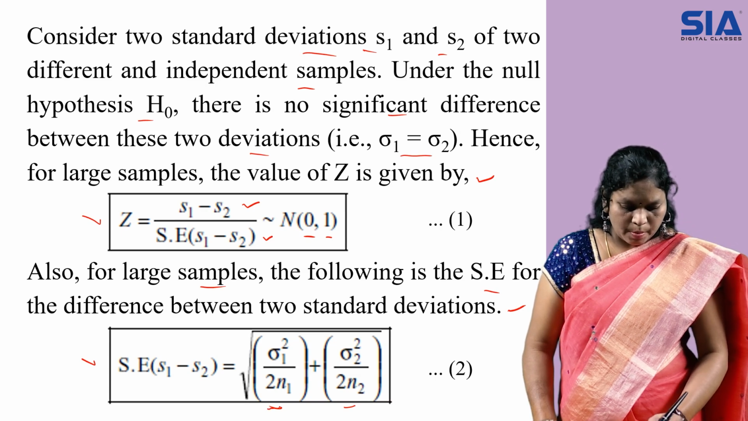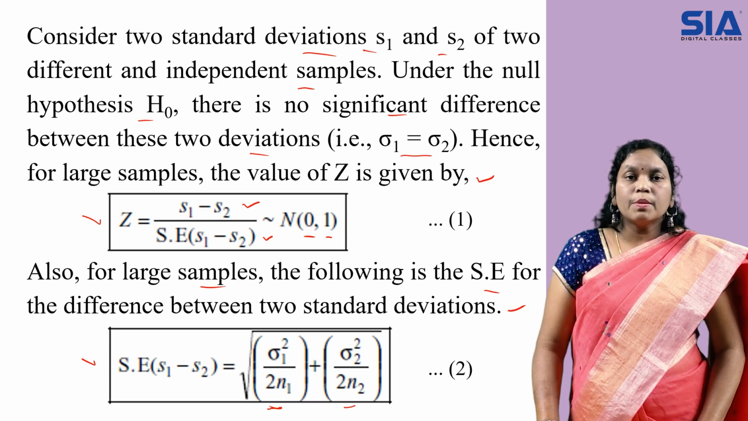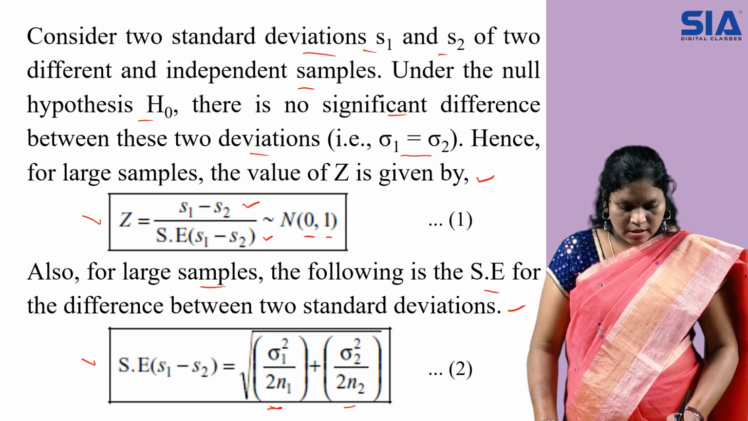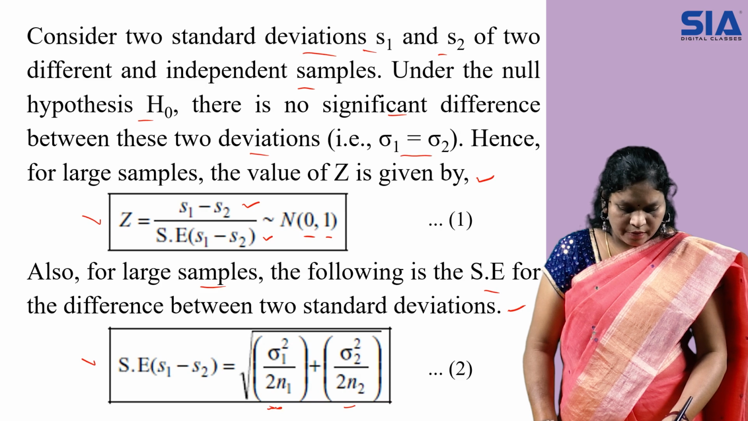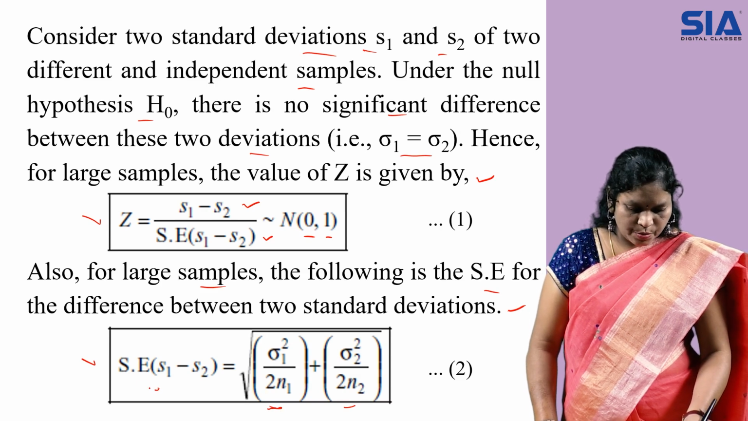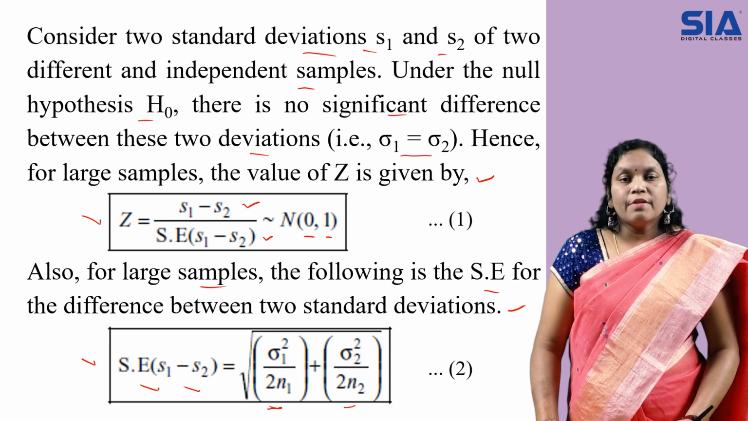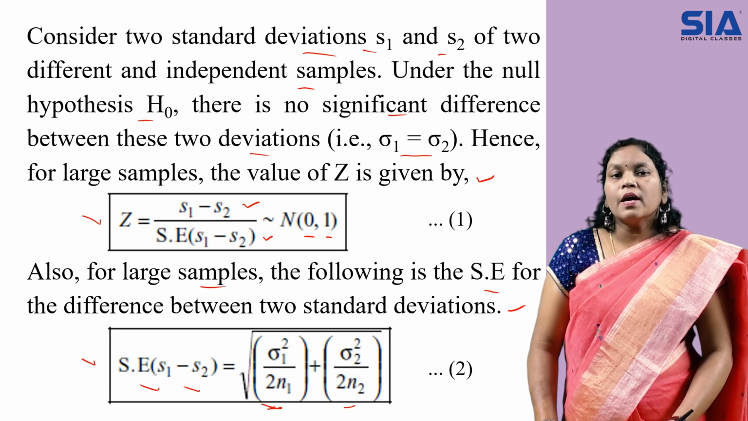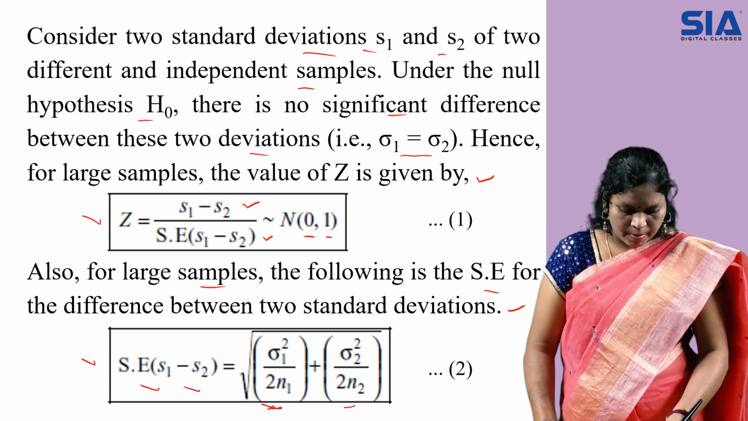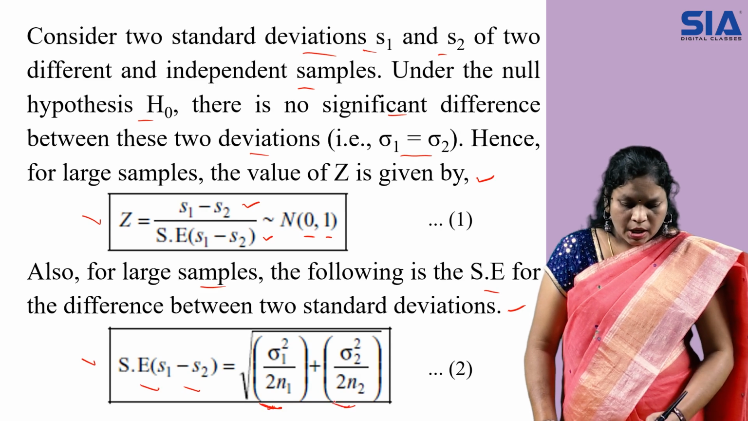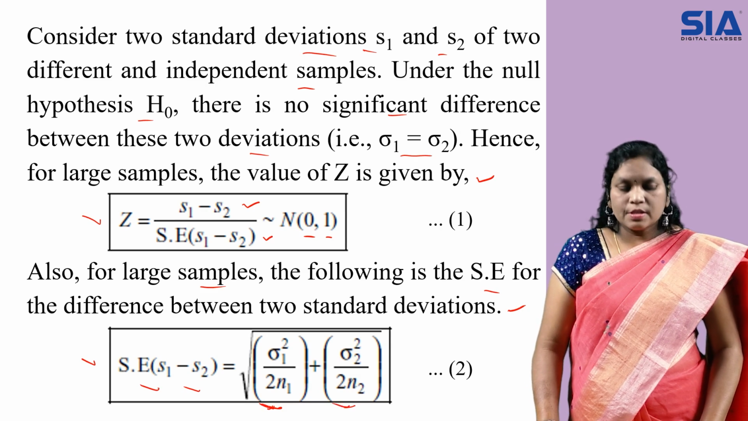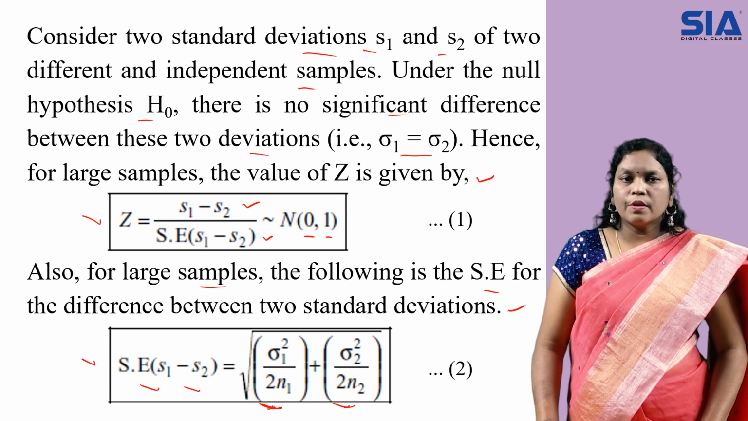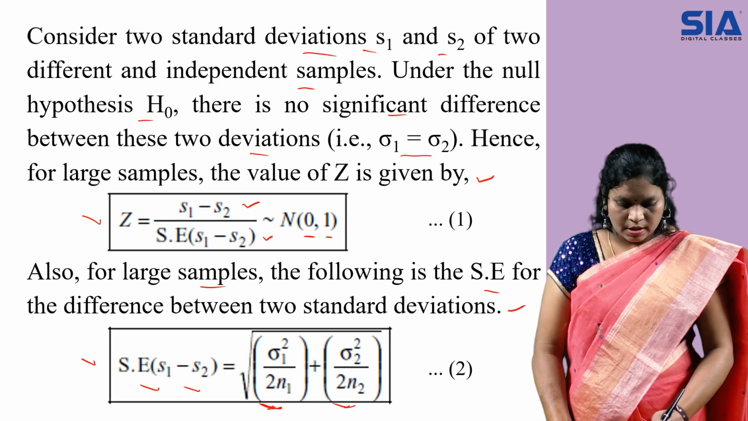If you remember, we are considering a normal population with mean mu, and the variance is sigma square by 2n. Because we have S1 and S2, the variances will be sigma 1 square by 2n1 and sigma 2 square by 2n2. Both of them we are adding here, sigma 1 square by 2n1 plus sigma 2 square by 2n2, under root, because it is the standard error. Standard error means root over the variances. So, here we got this equation.